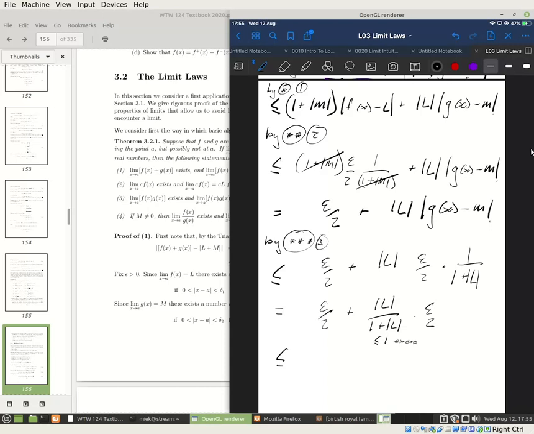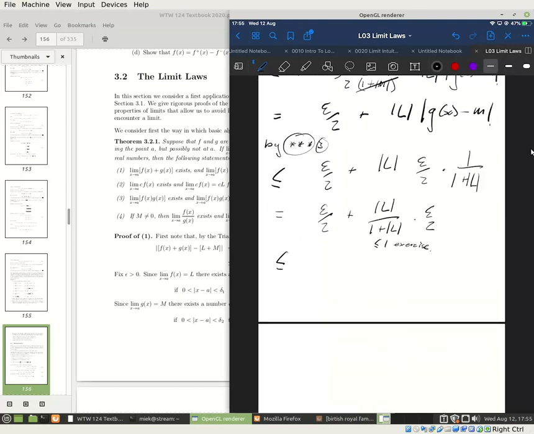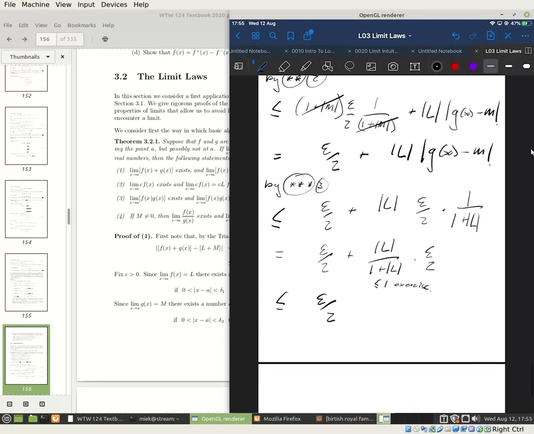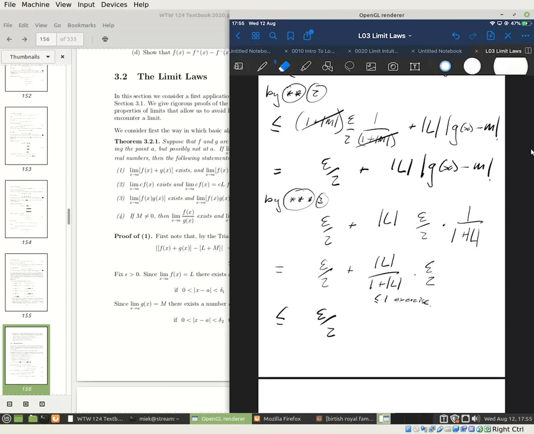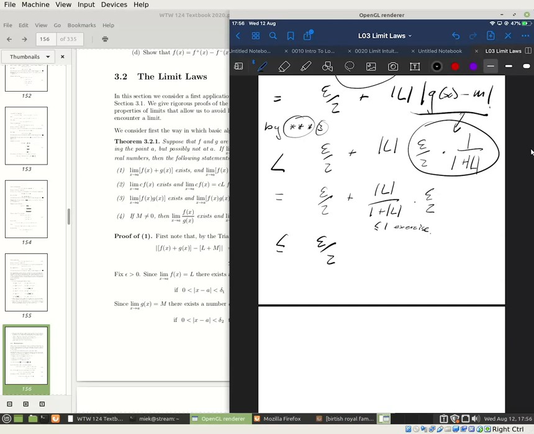Exercise. Show that that is true. That's not particularly difficult. So this is less than epsilon over 2. And in fact, what we have here is strictly less than, because this is strictly less than that. This is strictly less than that. So we've got strictly less than, and here we've got less than or equal to, because this is less than or equal to 1 plus epsilon over 2, which simplifies to epsilon. And there we are done.